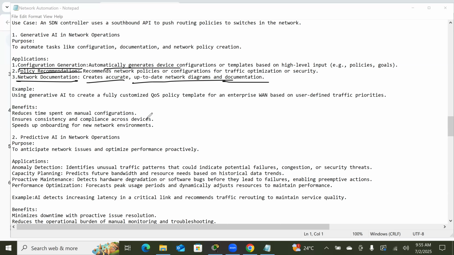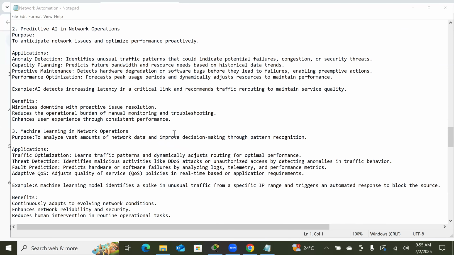Next is predictive AI. What is predictive AI? It anticipates network issues and optimizes performance proactively. Based on the collected data, it's going to anticipate what may happen next. If I'm getting continuous logs and a particular interface has higher traffic, how should I control it? That will be a prediction. That kind of prediction is done with the help of this predictive AI.